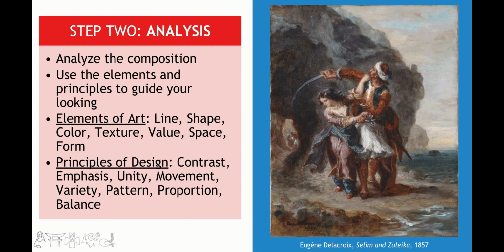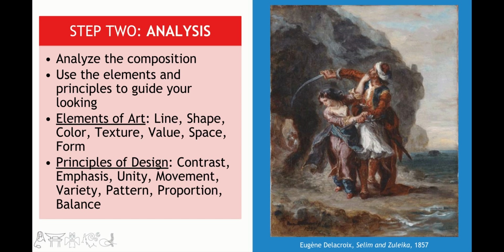Step 2 is analysis. When you analyze an artwork, you're looking at the composition. This is where you use those elements and principles we've been learning about to guide your looking. So the colors I see in this artwork are subdued. There's a lot of grays and some burgundies and some jewel tone blues. The sky has a tan kind of taupe look to it.